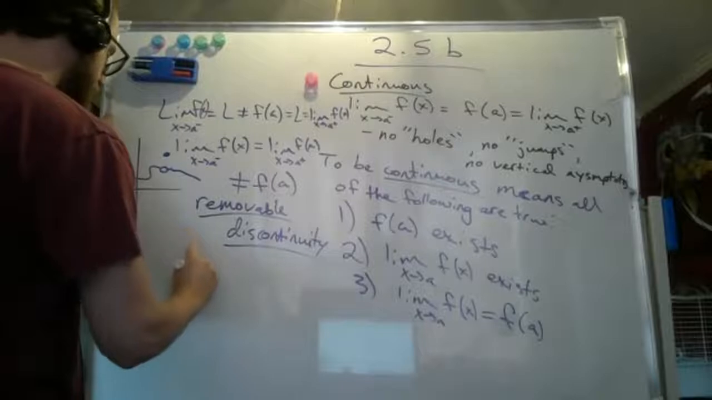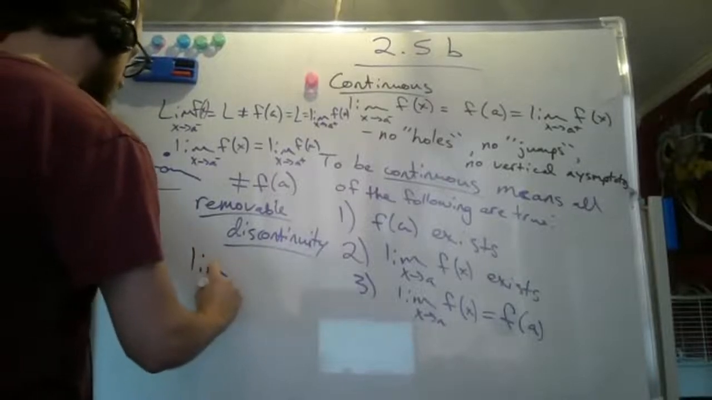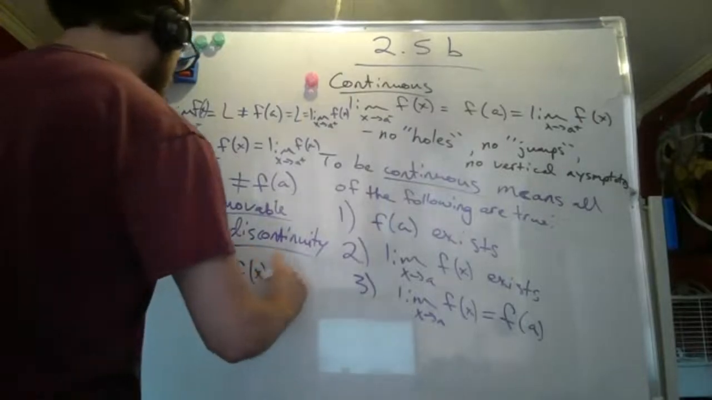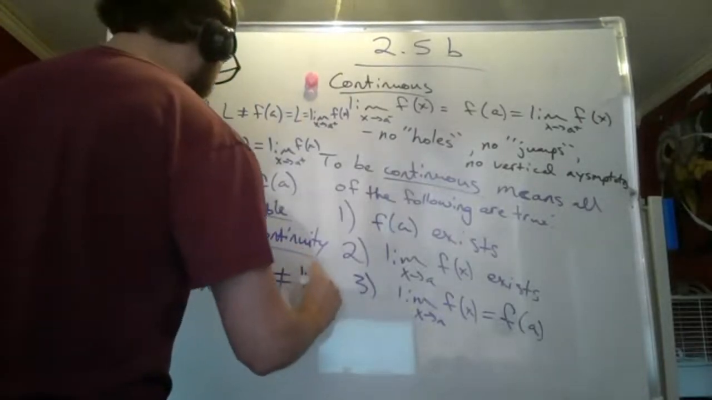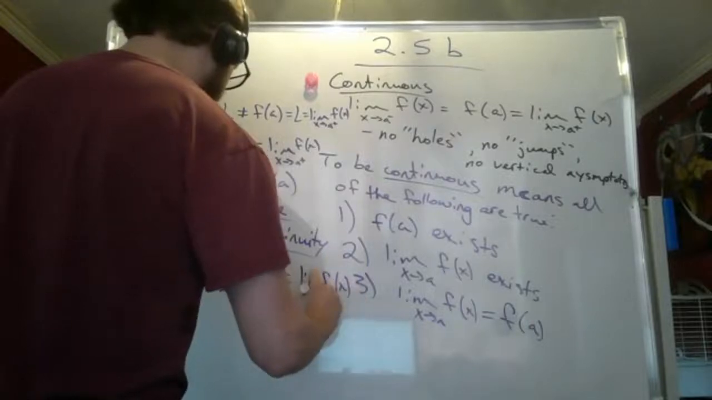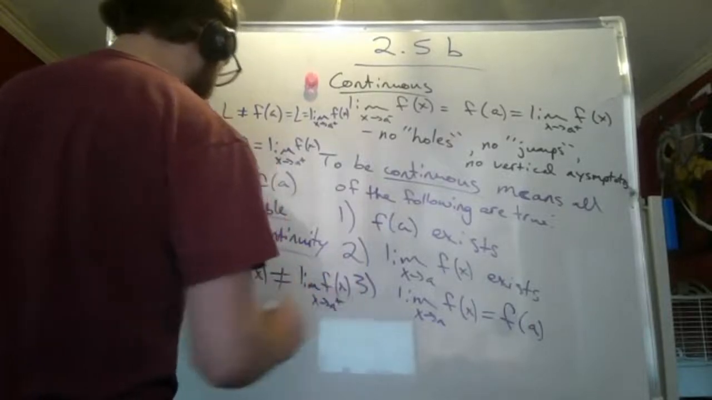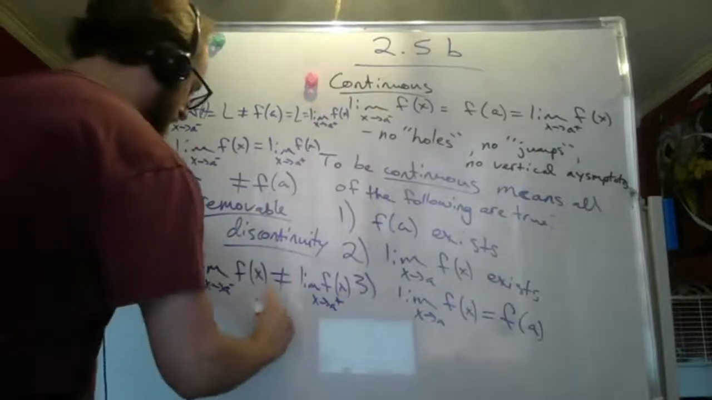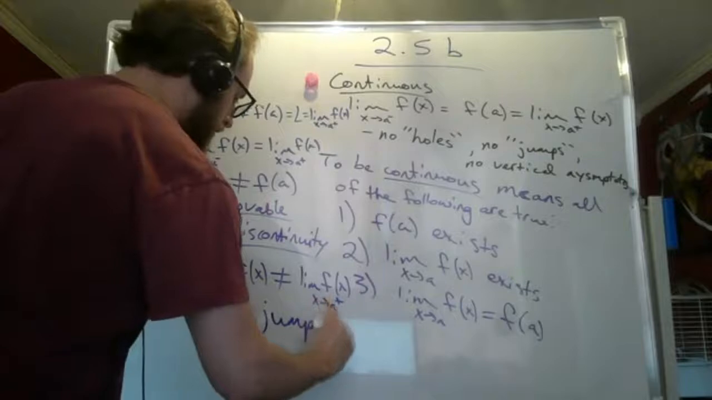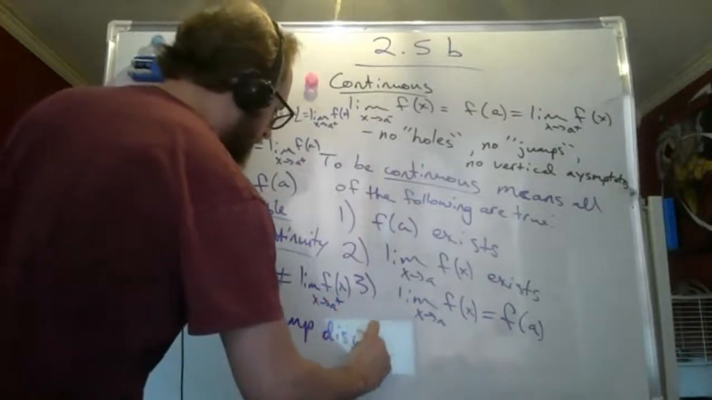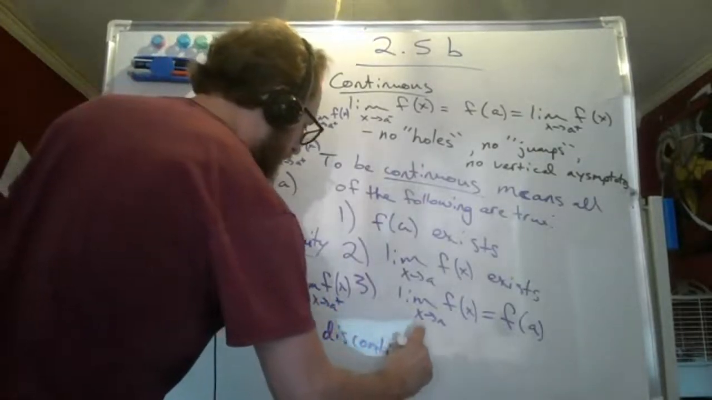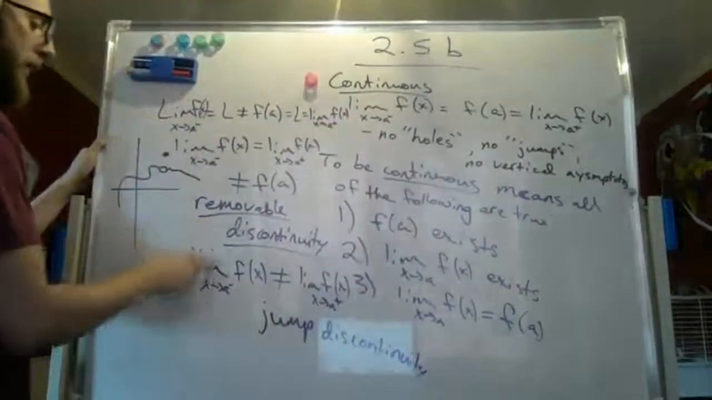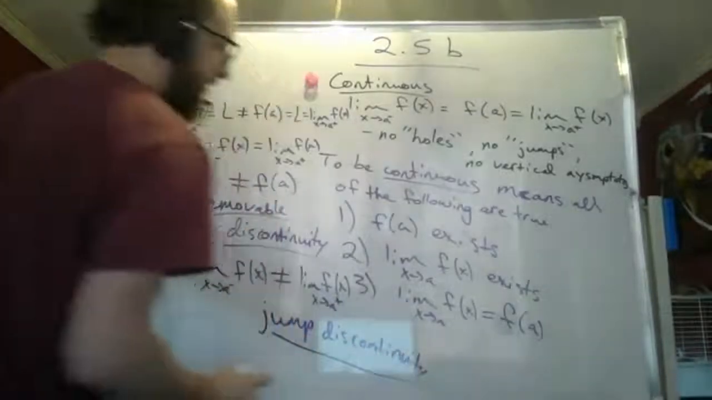Suppose that in another case, the limit as x goes to a from the left of f of x does not equal the limit as x goes to a from the right of f of x. This is an example of a jump discontinuity. So again, this is touching on what I mean by a hole, and what I mean by a jump, and we're applying labels to those types of discontinuity.